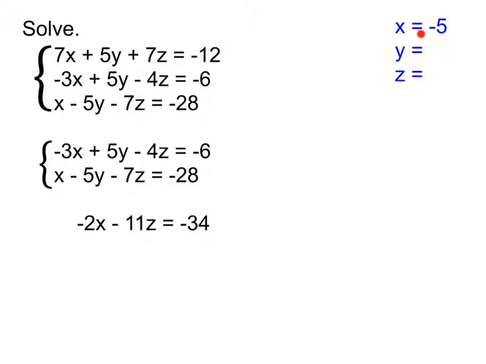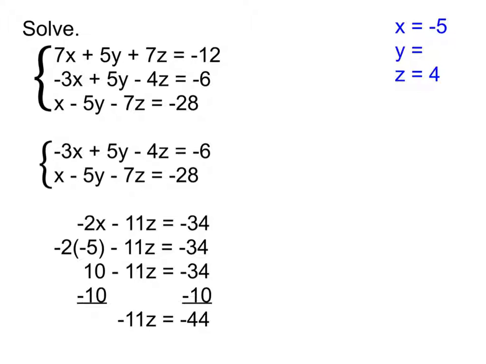X equals -5. So I can take what x equals here, that -5, and plug it in for x here to figure out what z is. So the rest of this just becomes fairly straightforward. I plug the x in, solve for z. We know that z is 4.